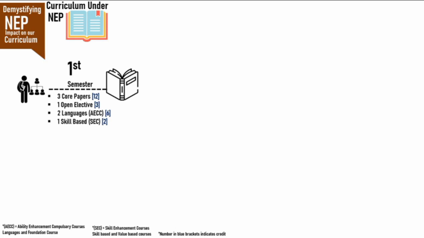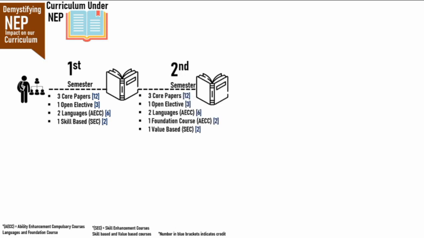So one skill enhancement course, and this is not value based, this is skill based. Second semester, again, 3 core papers will repeat, one open elective will repeat, 2 languages will repeat, but here one foundation course also comes into picture. So as per NEP policy document, the foundation course can be environmental studies.